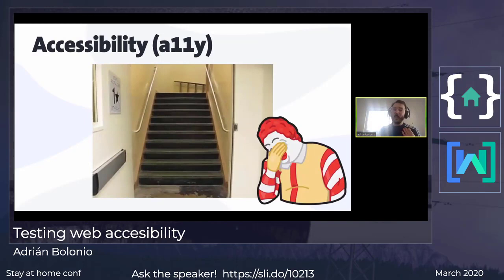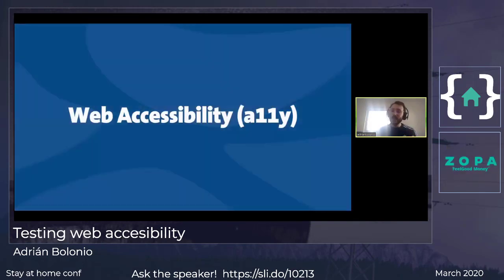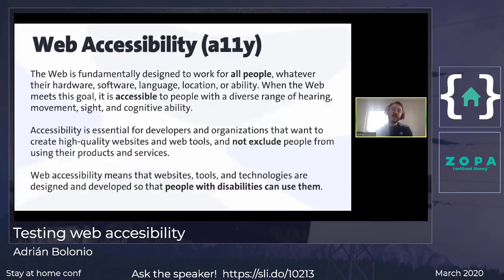So why is this obvious in the real world for us? But when we go to the online world, it's not so obvious that a website is inaccessible. So if we describe accessibility, again, in the real world, as everyone with disabilities can use any infrastructure, then web accessibility is the same. That websites, tools, and technologies are designed so people with disabilities can use them.